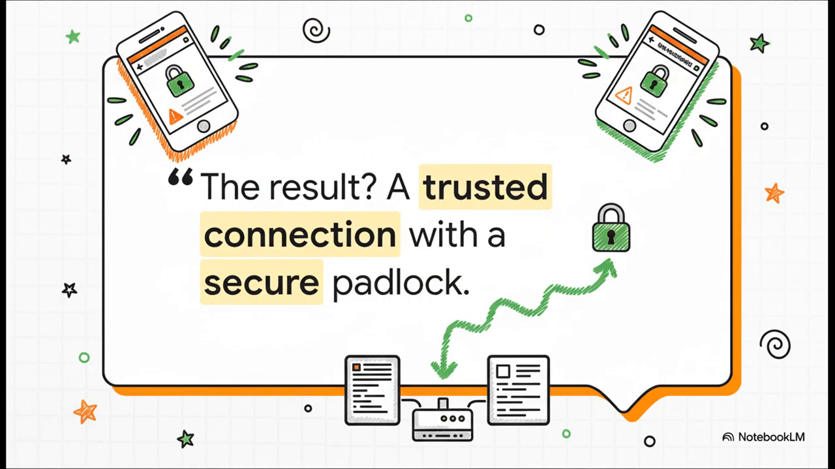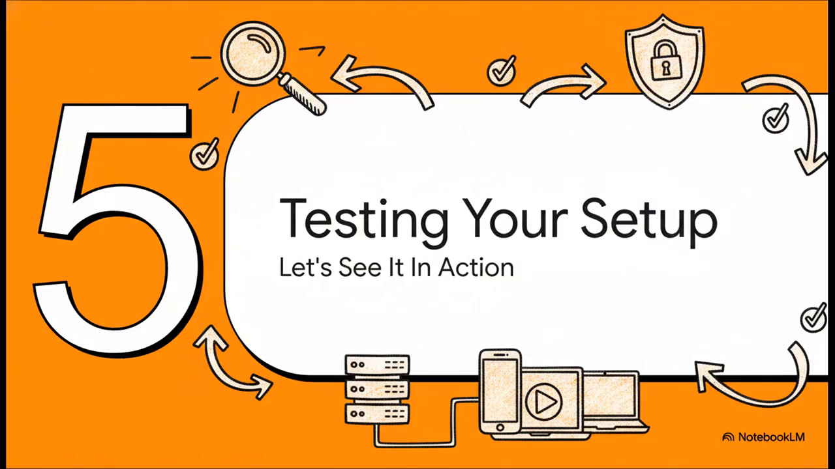And once that certificate is installed, check it out. The big scary warning is gone. And instead, you get that beautiful, satisfying little green padlock in the address bar. Your phone now 100% trusts your local development server. Success! And that brings us to the final section, the test run.